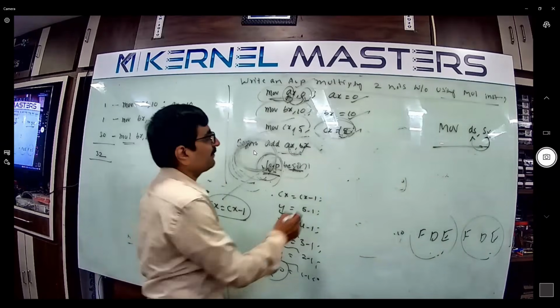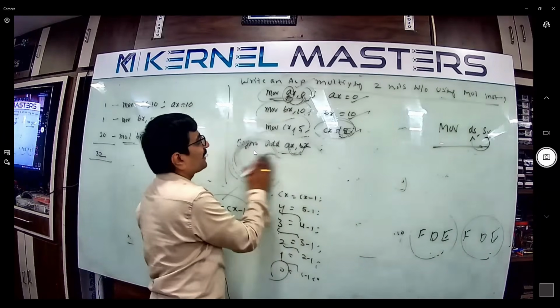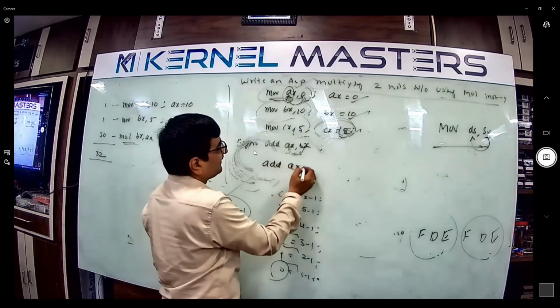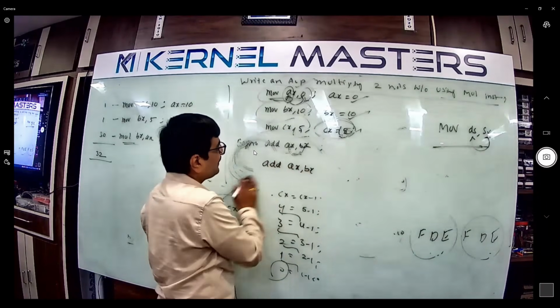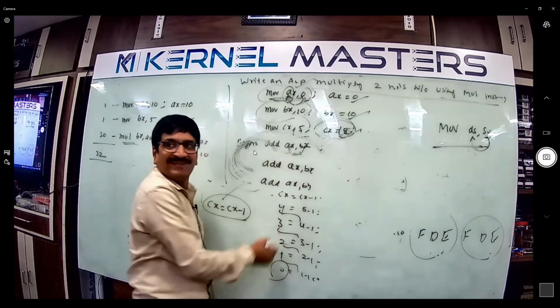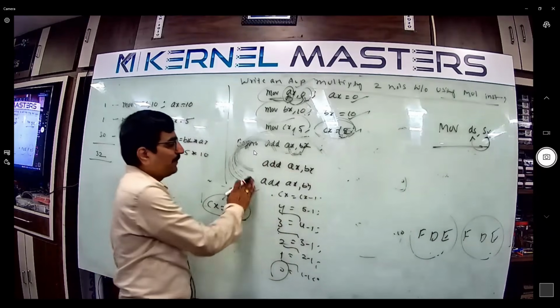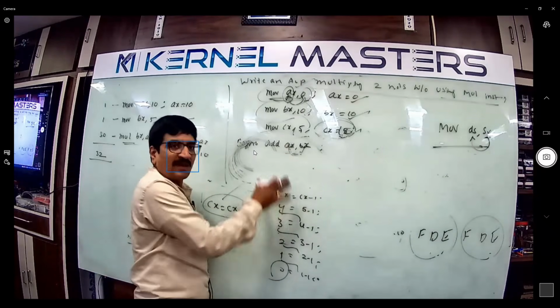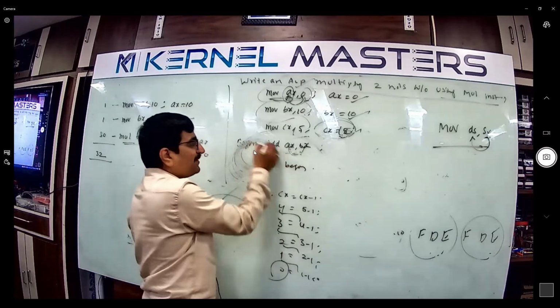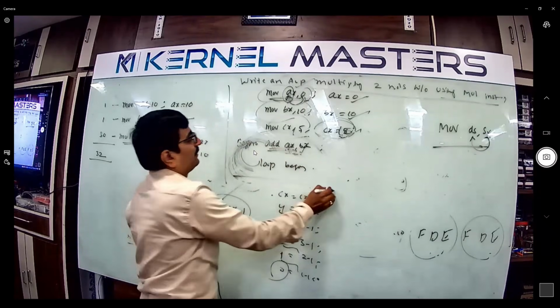If the loop is not there, what happens? You write ADD AX, BX again and again, 5 times. With the loop, the program is smaller. Loop begin, and your same instruction keeps running. So now everybody can see.